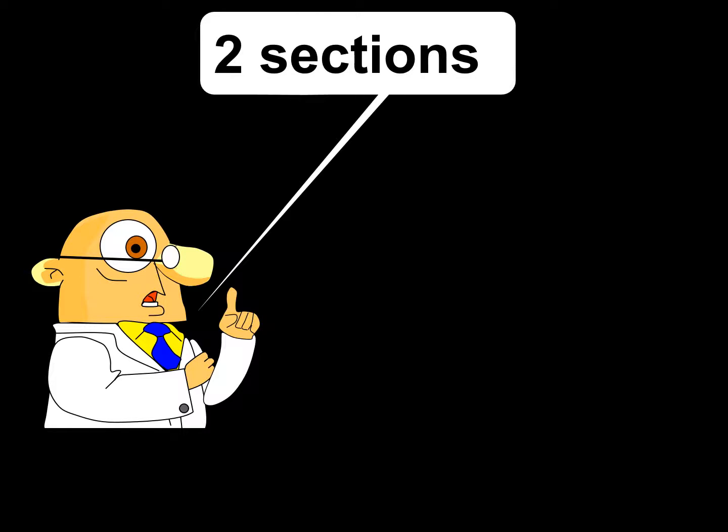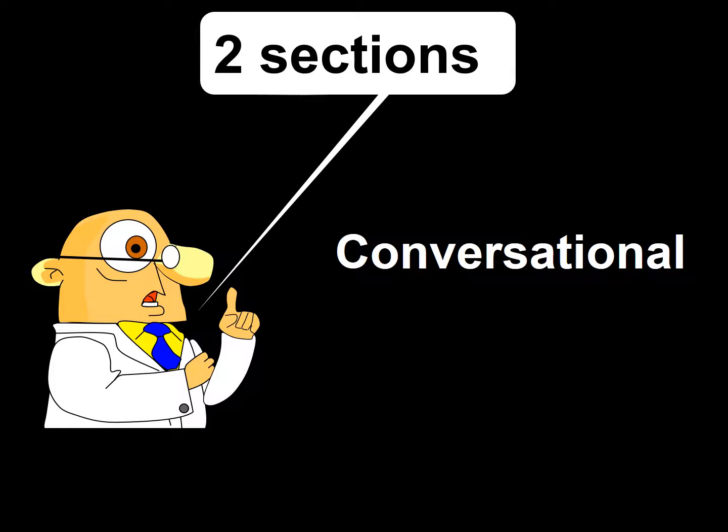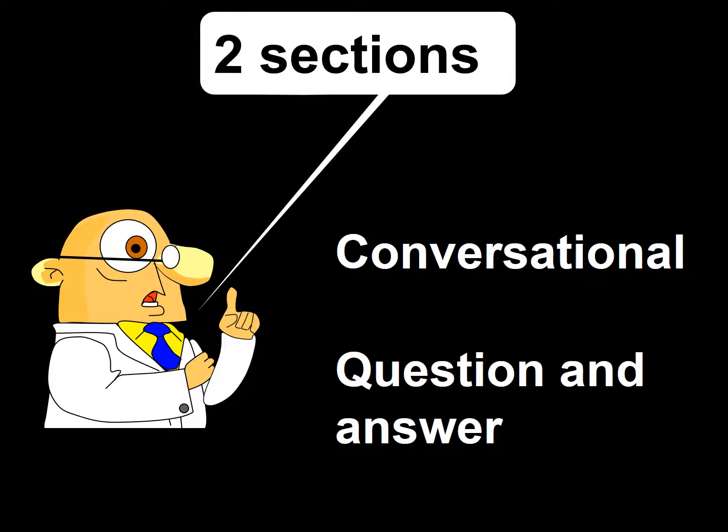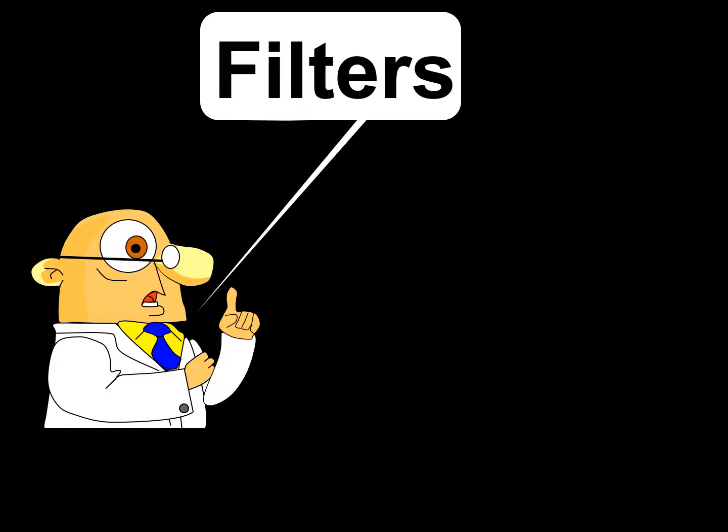The first talk of this three-part series will be conducted in two sections. The first section will follow a conversational format. The second will be conducted in a question and answer format. I will start by addressing three issues regarding filters during the conversational section of this talk.